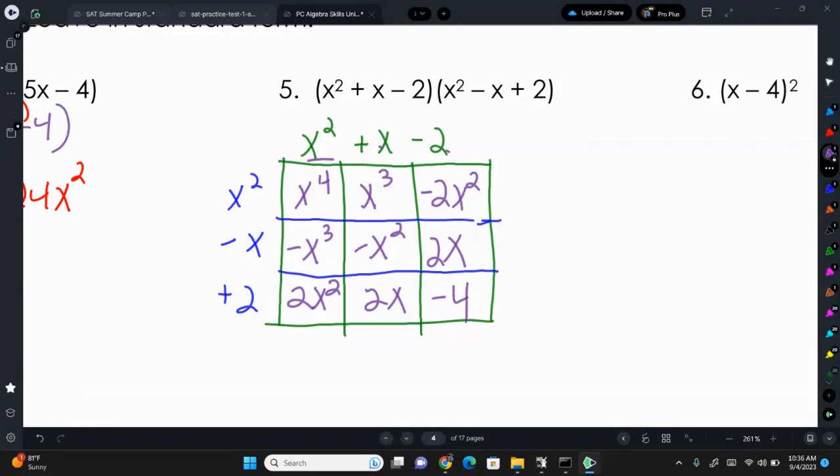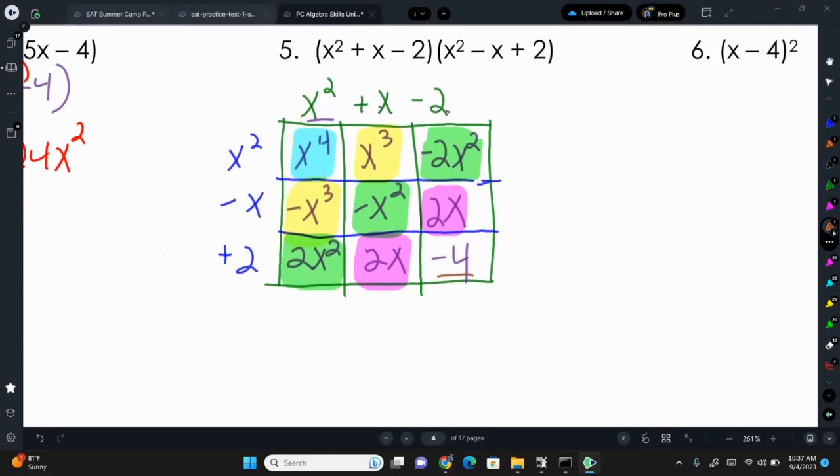Now, when we make the box this way, look at your diagonals, your like terms. This is x to the fourth. Then we have this diagonal are the x to the third power. This diagonal, all your x squareds. This diagonal, x to the first power. And then we have our constant. So your like terms are organized very easily to see.